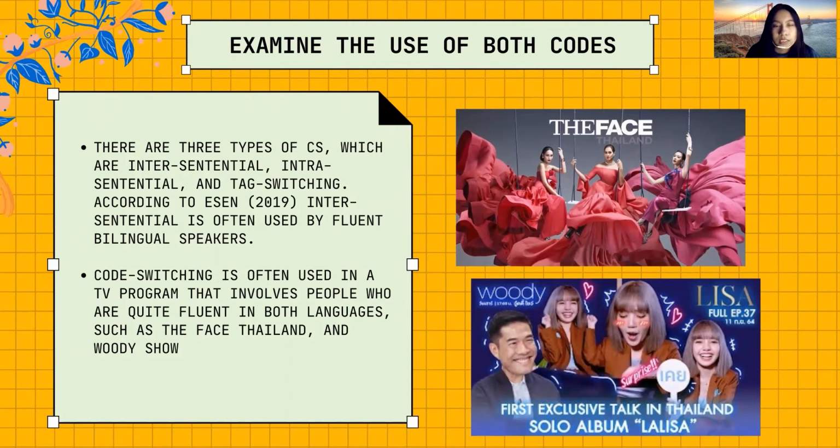First, to examine is code switching. Code switching is the language switch that is done at certain boundaries, and it is often used by fluent bilingual speakers. There are three types of code switching, which are intersentential, intrasentential, and tag switching. According to Essen, intersentential switching is often used by fluent bilingual speakers, which means code switching requires fluency in both languages. So code switching is often used in TV programs that involve people who are quite fluent in both languages, such as the first Thailand Woody show.